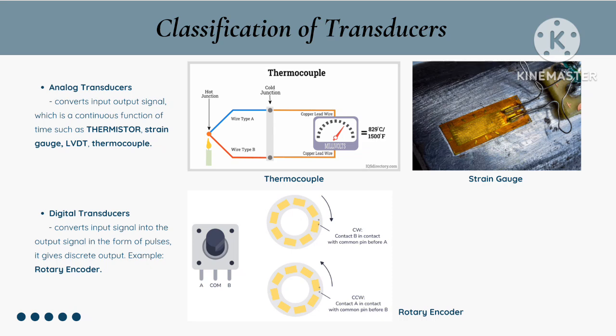Then it works based on a principle called the Seebeck effect. So kaning nga principle, it states that when two different metals are joined together to form a circuit and there's a temperature difference between the two junctions, a small voltage is generated. So as you can see sa picture sa right, kaning thermocouple, na siya duha ka wires that are made of different metals. So diri wire type A ug wire type B.